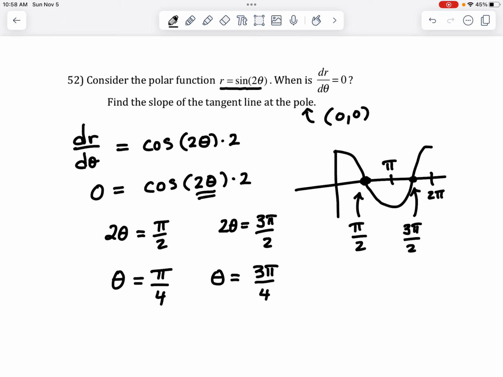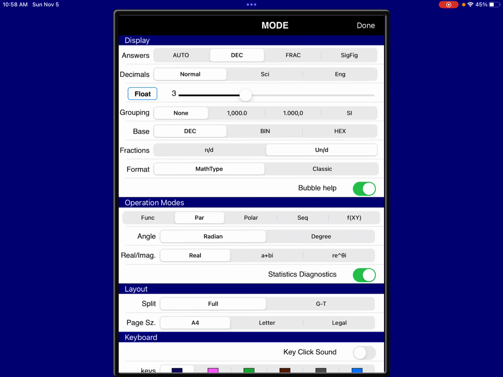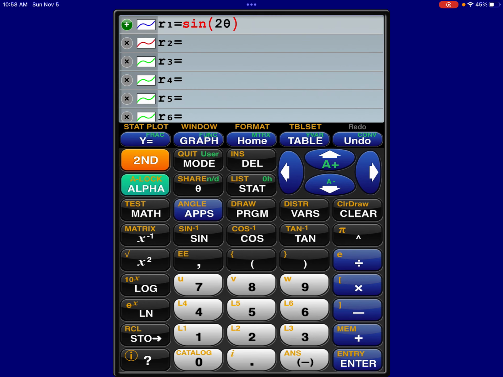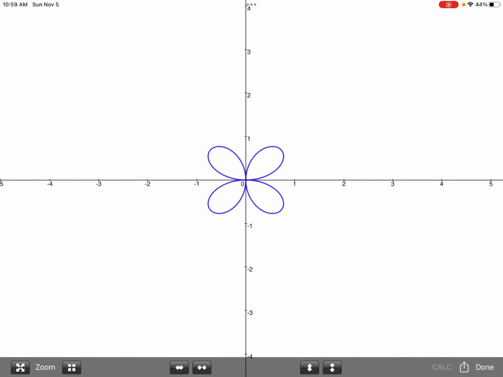And then I want to graph it and see if that makes sense. Pi over 4 and 3 pi over 4. So switch over to the calculator. I will need to change the mode to polar form. And then graph the original function, which is sine of 2 theta. And take a look at the graph, and it's this 4-petaled rose.